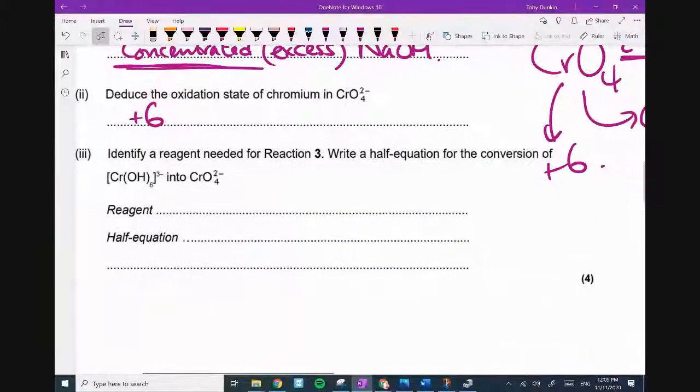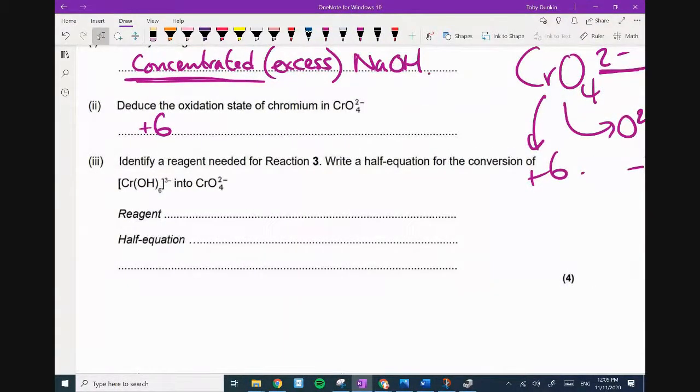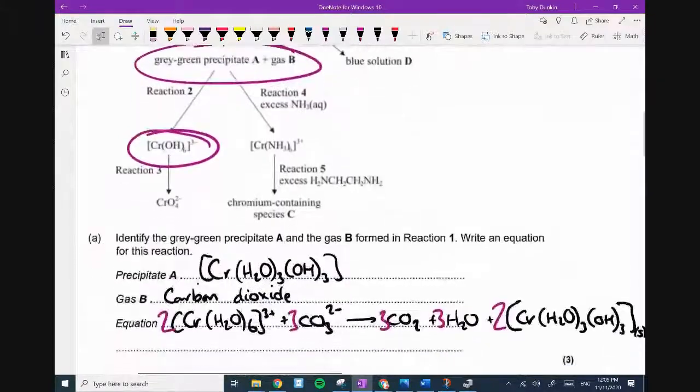The next one, identify the agent for reaction 3. Write a half equation for the conversion. Right, what's the equation for reaction 3?